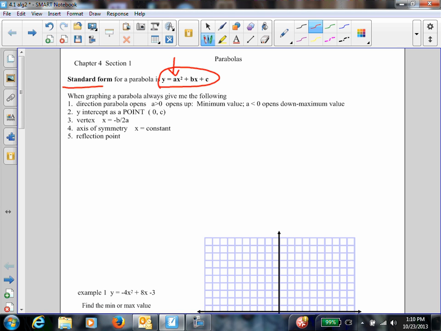So the first thing I always want you to tell me is the direction. It's kind of like a little self-check. If you know it opens up, but you open it down, that means you've done something wrong. We have minimum values and maximum values. So clearly, if it opens up, your vertex is the minimum value. It's the lowest value. And if it opens down, then your vertex is the highest value, or the max. Now, when we talk about mins and maxes, we're looking at the y value of the vertex.